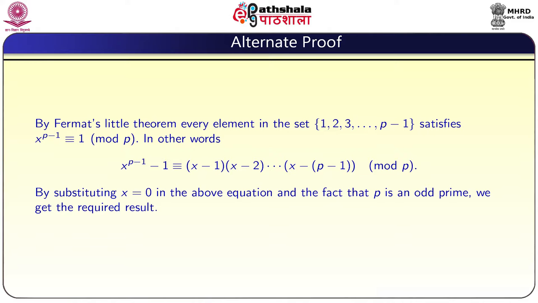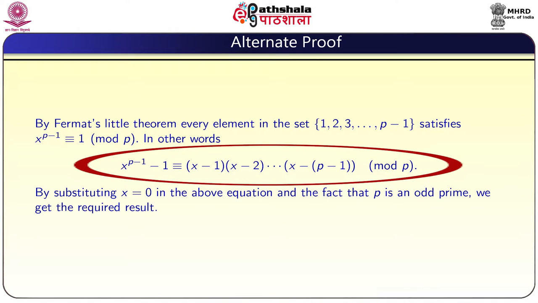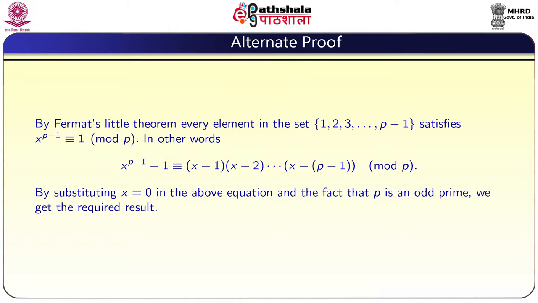So, in other words, x^(p-1) - 1 is congruent to (x - 1)(x - 2)...(x - (p - 1)) modulo p. So, if you substitute x equal to 0 in the above equation, the fact that p is an odd prime will help us get the required result. This is an alternative and very simple proof, but here we are using Fermat's little theorem.